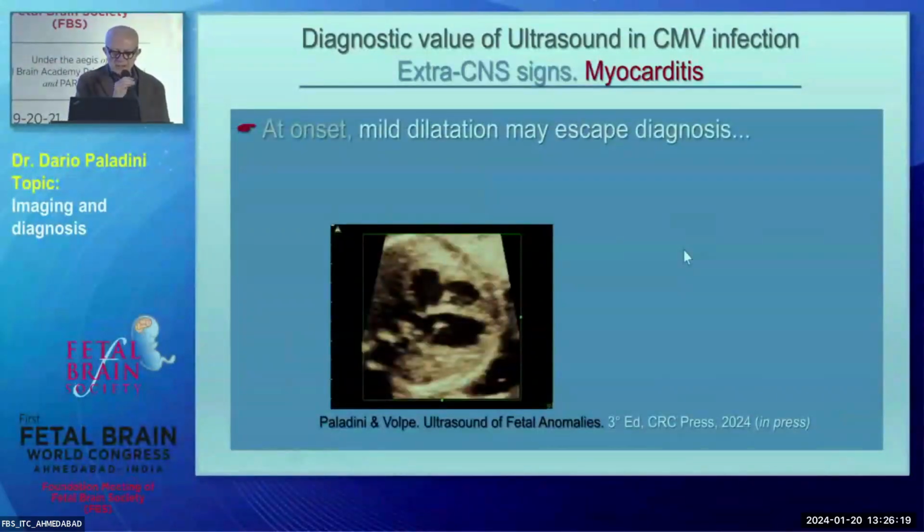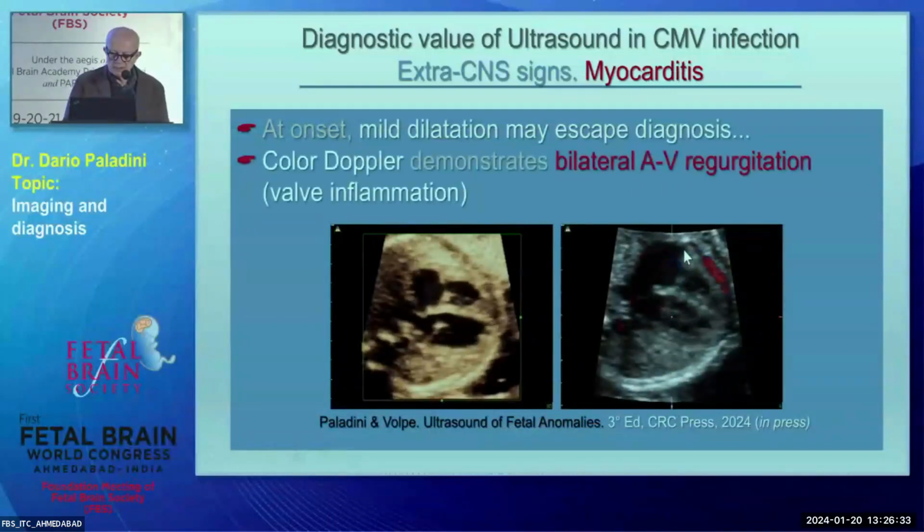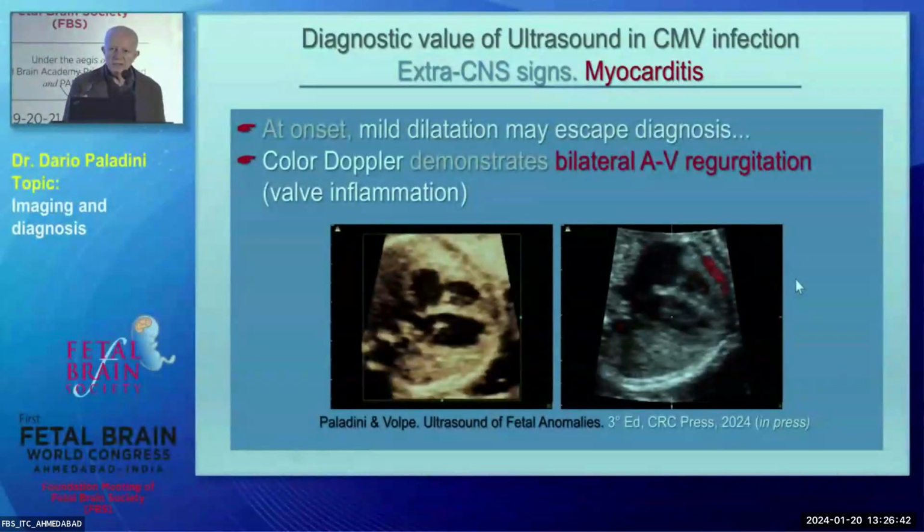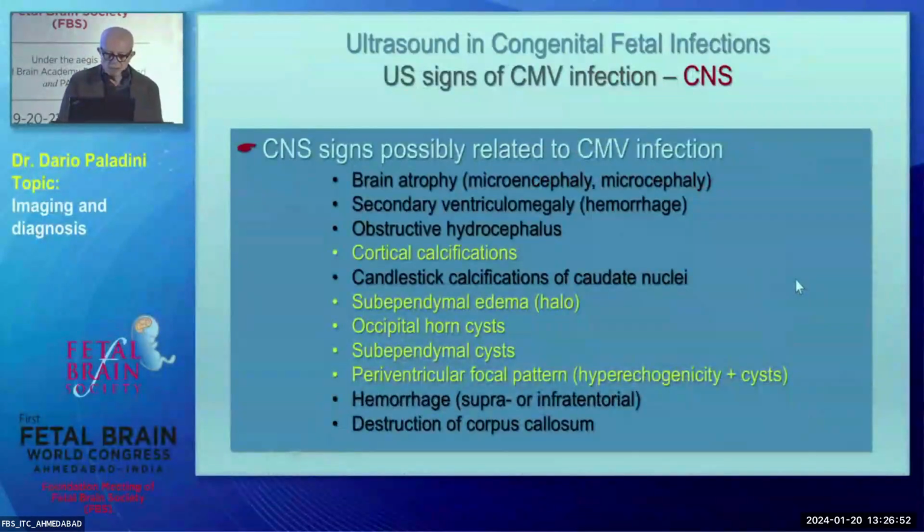Very rarely, CMV may also be responsible for a myocarditis, which is less evident if you look at the heart on grayscale, because it looks like a perfectly normal heart. But the moment you switch on the color, you see that there is an even very, very shy and minor bilateral atrioventricular regurgitation. And this is due to the inflammatory reaction of the atrioventricular valves, which are leaking during systole. And this may regress if the fetus survives, or may get even more worrisome.